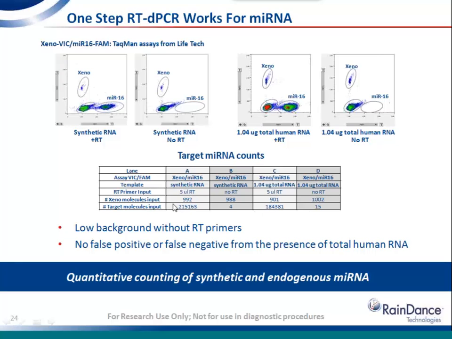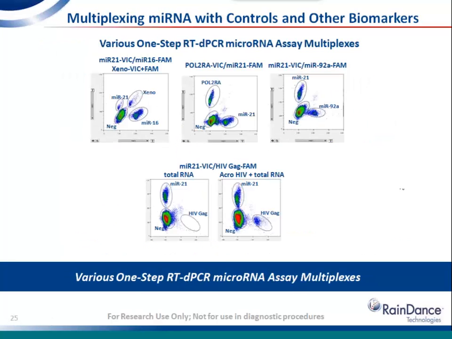The table gives you the specific numbers. Again, it may be of interest to note that the number of Xeno molecules is highly reproducible here. So there's a low background without the RT primers. It's very specific. And there are no false positives or negatives added to the assay in the presence of total human RNA.